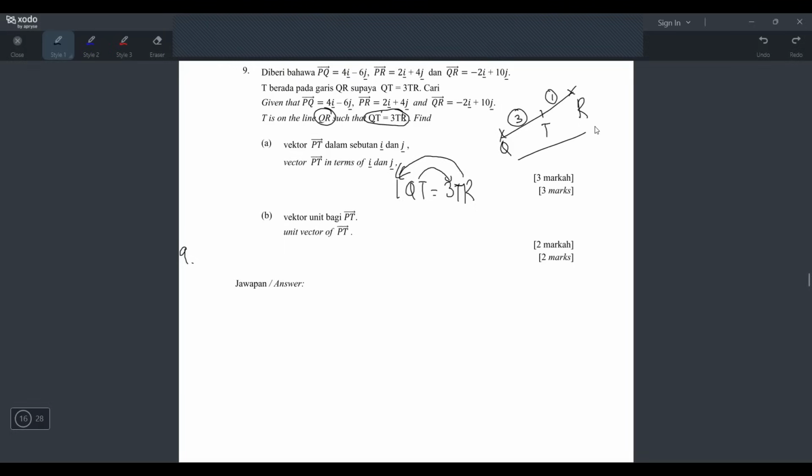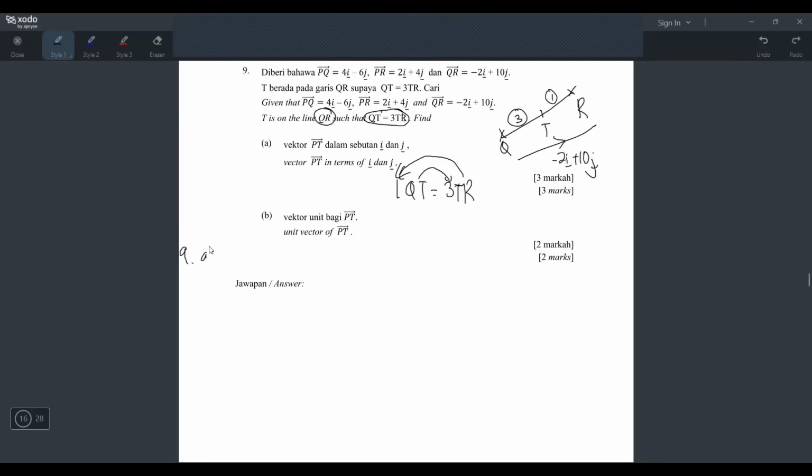Okay, and don't forget you actually have the vector QR. It means you have the whole vector QR, which is negative 2i plus 10j. So can we find vector QT? Yeah, very easy. You can find it very easily because QT is actually 3 over 4 times with the QR. Then what about TR? Can I find TR? Can also. It's 1 over 4 times with QR. Okay, but let's not find it first. Okay, let's see what they want. If dia ada suruh cari, baru saya cari.